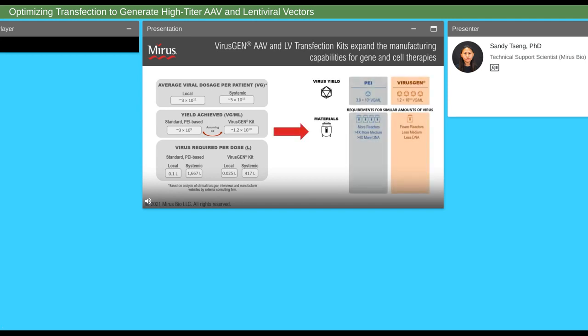And if you can achieve the same amount of virus with less cell culture and number of transfections, this would be extremely helpful, not only for material costs, but also labor and workflow costs, and especially precious time.